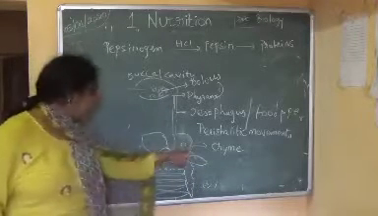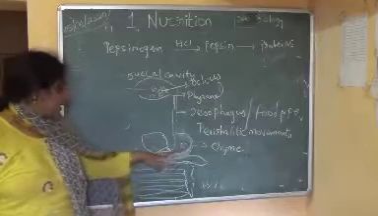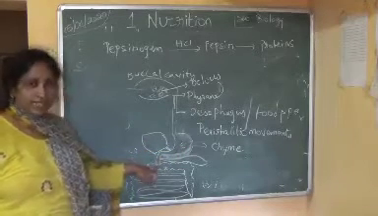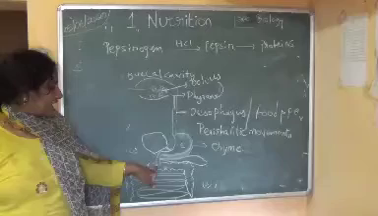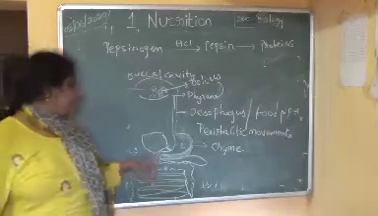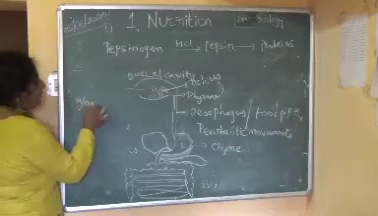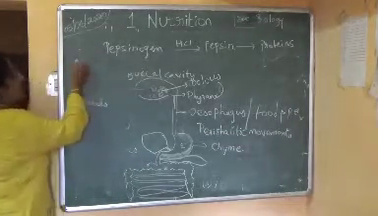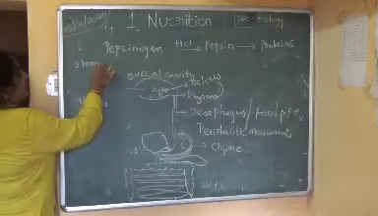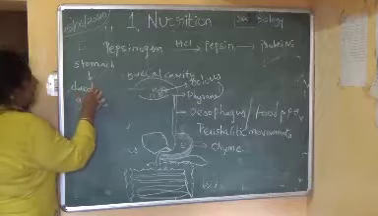Now the chyme enters the duodenum. Here in the duodenum, several glands open. From the stomach, the food is entering into the duodenum.